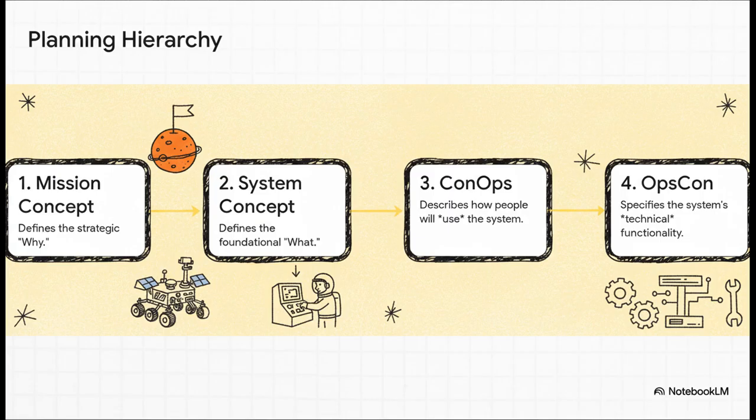See how it works? The mission concept, that's our why, directly feeds into the system concept for the rover, that's our what. Then that guides the concept of operations, or ConOps, which describes how astronauts will actually use the thing, and from there, you can finally get to the nitty-gritty technical requirements. It's just a perfect logical cascade from the highest goal right down to the tiniest detail.